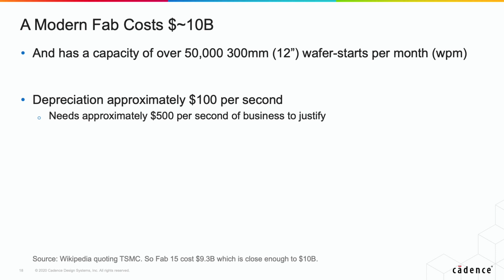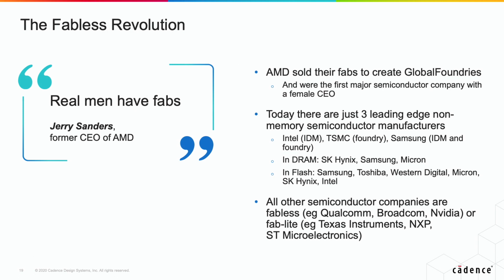From a financial point of view, that depreciates at about $100 a second. So if you own a fab, you're spending $100 a second on it, and so it needs about $500 per second of revenue, maybe more, to justify even owning one. And the result is that most people couldn't afford to own a fab, because even somebody as big as AMD doesn't have enough capacity to fill an entire fab.